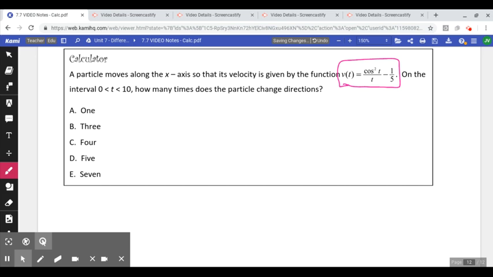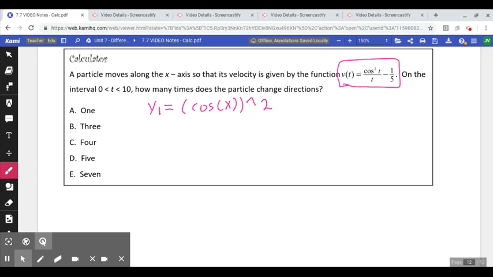And then it says on the interval 0 is less than t is less than 10, how many times does the particle change directions? So actually, we're going to use our calculator right away for this one. And in y sub 1, we're going to type in that velocity function. So when you type it in, you're going to have to do this using x's and y's, not v's and t's. And to type in the cosine squared, we're going to type in the cosine of x, and you'll want to close both of those parentheses and then square it.